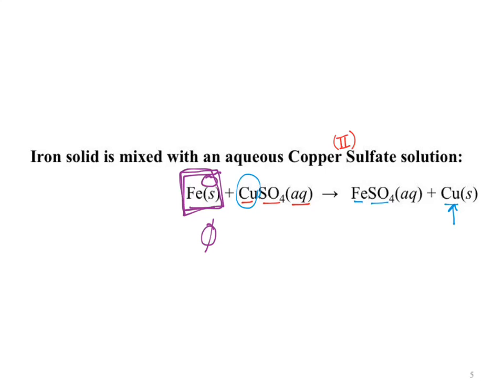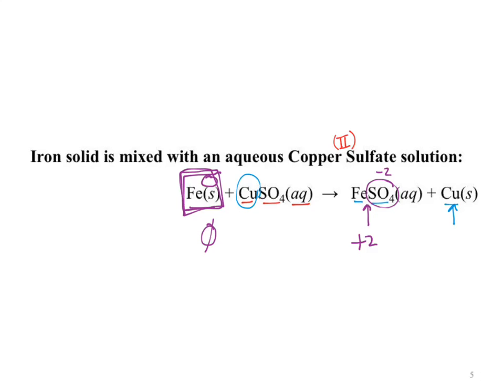What's the charge on iron in iron sulfate? Now it's 2. How do you know it's plus 2? What's that? Sulfate is a minus 2 charge. For this to have an overall charge of 0, iron must be a plus 2.